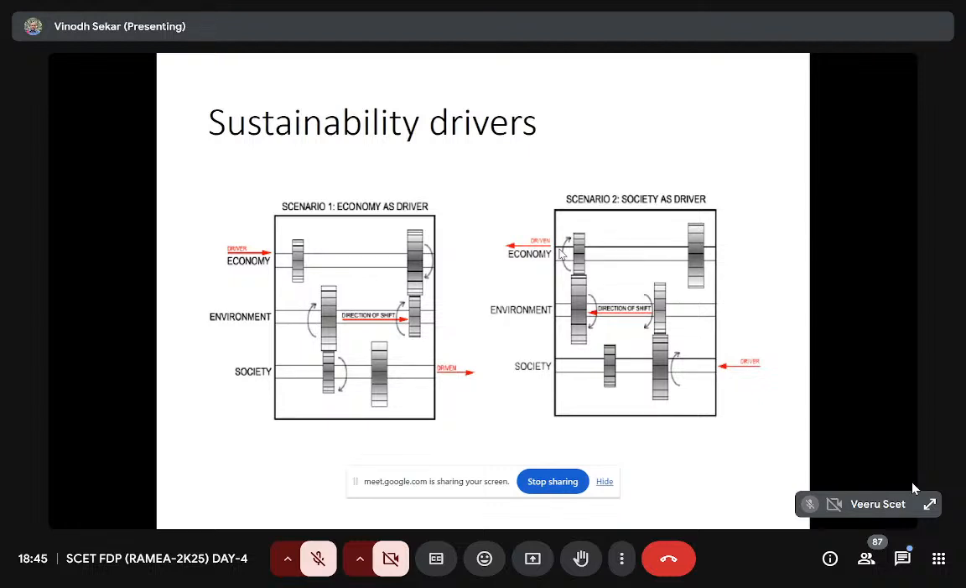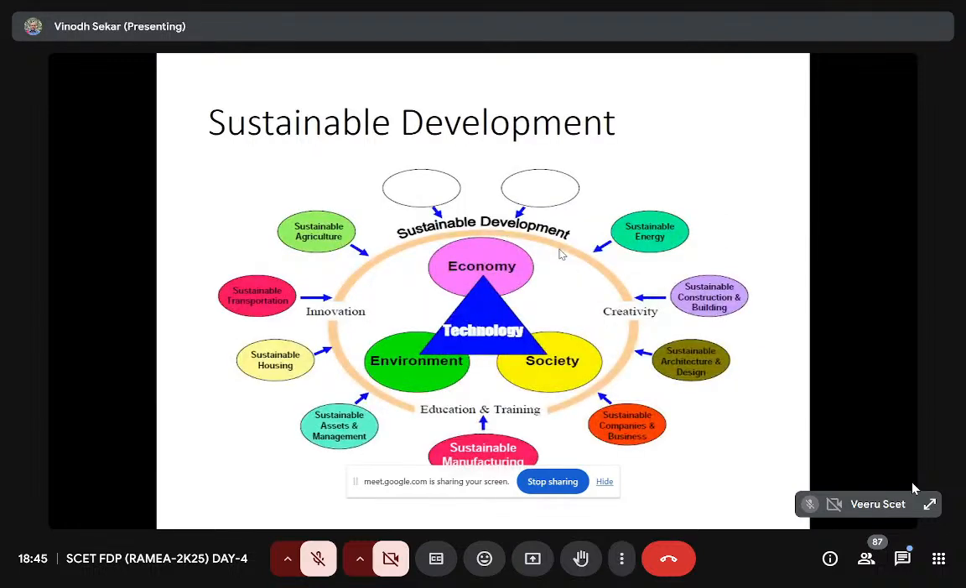Now we could understand that there is a strong connectivity between these three dimensions, like environment, economy, and society, to take ahead the developments in the context of sustainability. Likewise, you can take any application, and you'll be able to see a strong connection of these three dimensions.